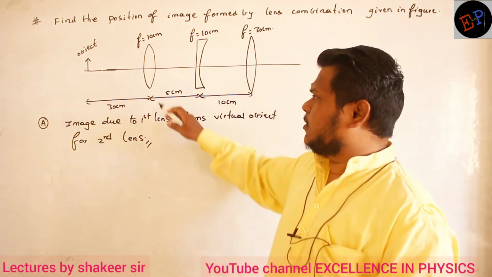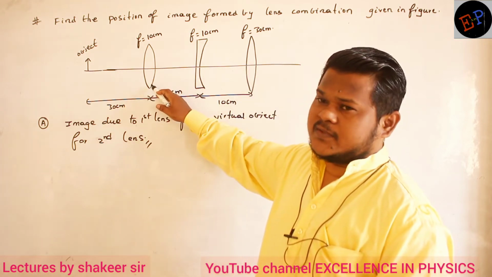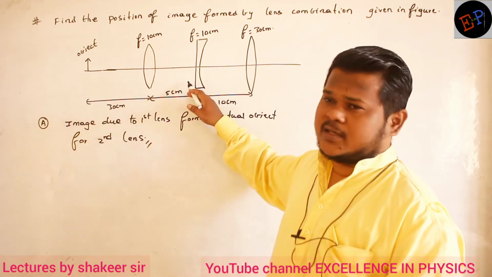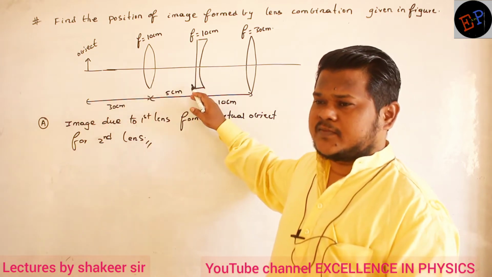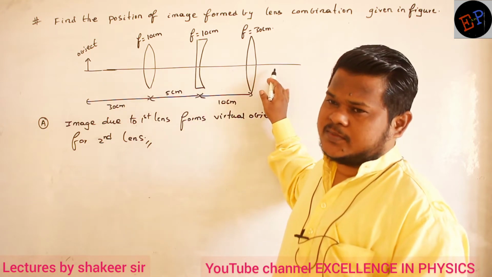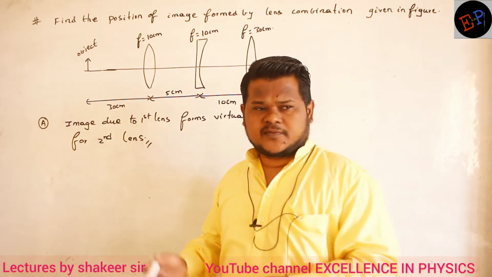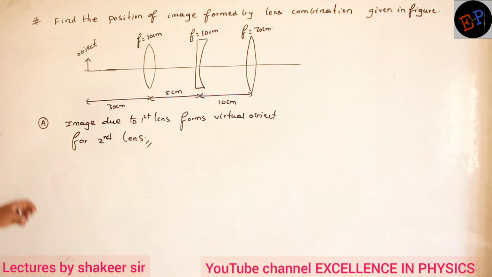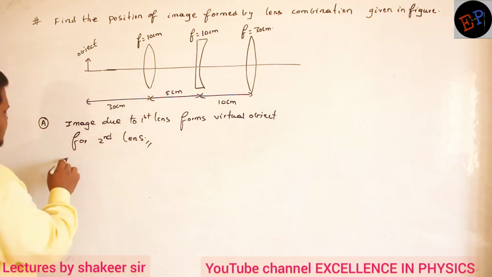So first of all, calculate where the image is created because of this lens. That position of the image will become the virtual object for the second lens. And the image created because of the second lens will serve as the virtual object for the third lens. That's all. In that fashion, you have to proceed. Clear? Come on, try to do.